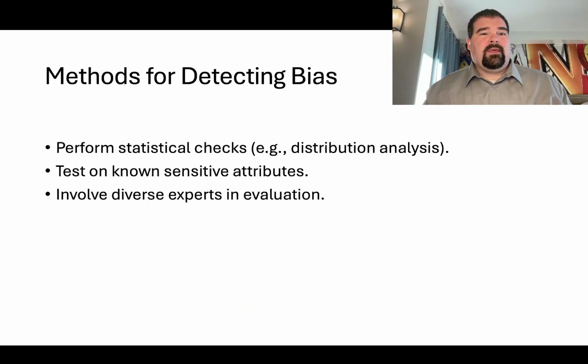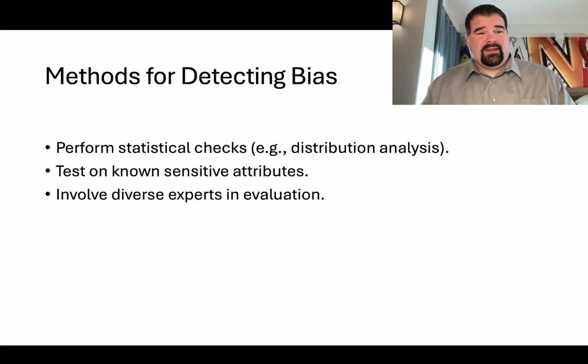So there are thousands of methods for detecting bias. The ones to keep in mind is we need to do statistical checks. We need to understand the distribution. We need to know the sensitivity and the specificity.